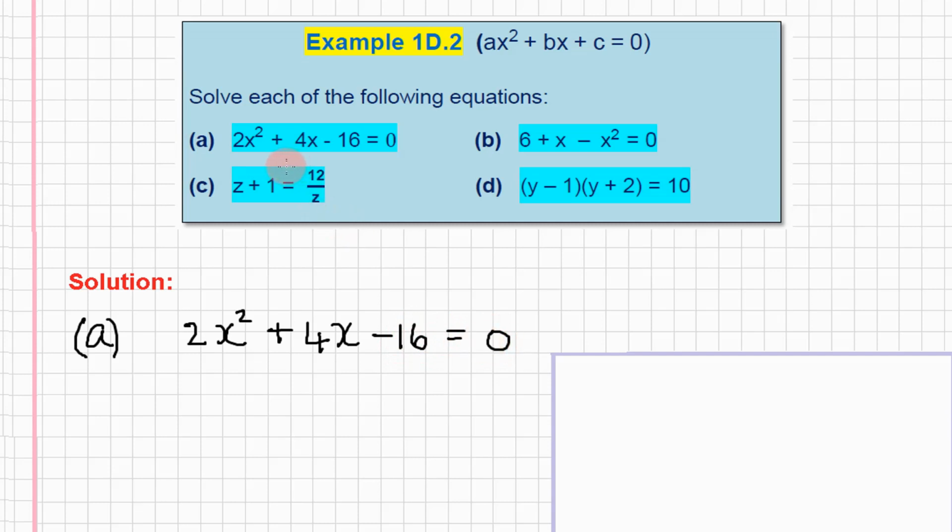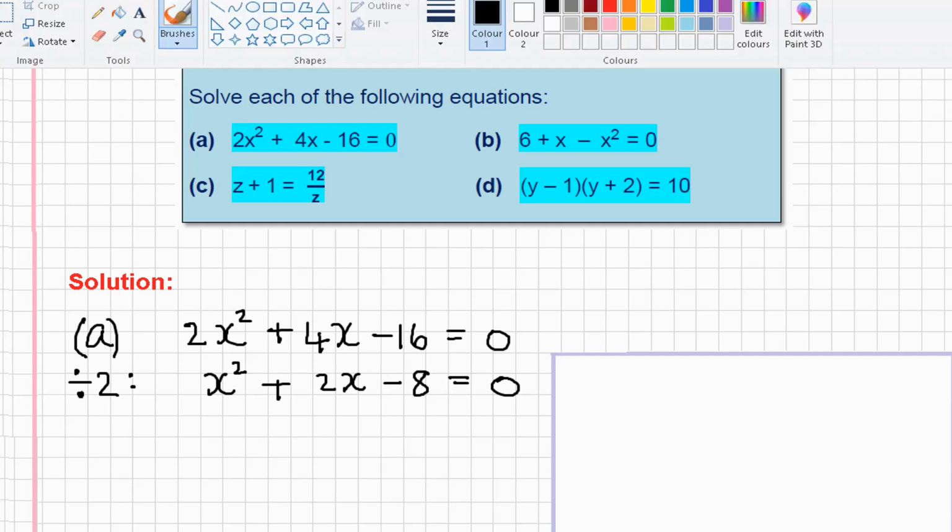Whenever we try and solve a quadratic equation by factorization, we always first check for a common factor. In this case, the common factor is 2, so we divide through by 2. So 2x squared divided by 2 is x squared. 4x divided by 2 is 2x. And 16 divided by 2 is 8. Now we can use the cross method.